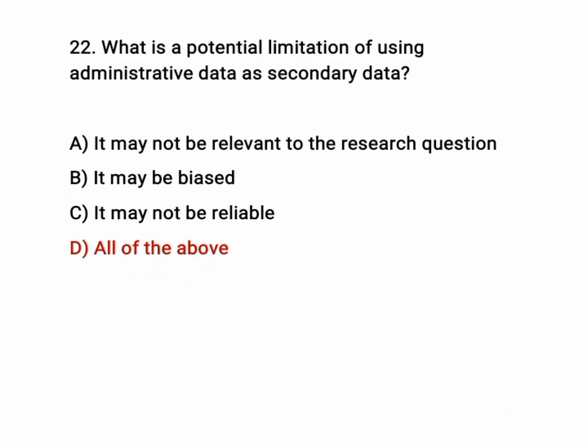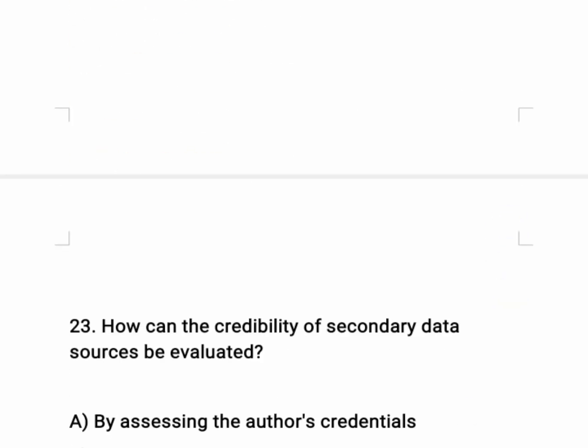Okay, question number 22. What are potential limitations of using administrative data as secondary data? The correct option is D, all of the above. It may not be relevant to the research question. It may be biased. It may not be reliable. It's a potential limitation of using administrative data as secondary data.